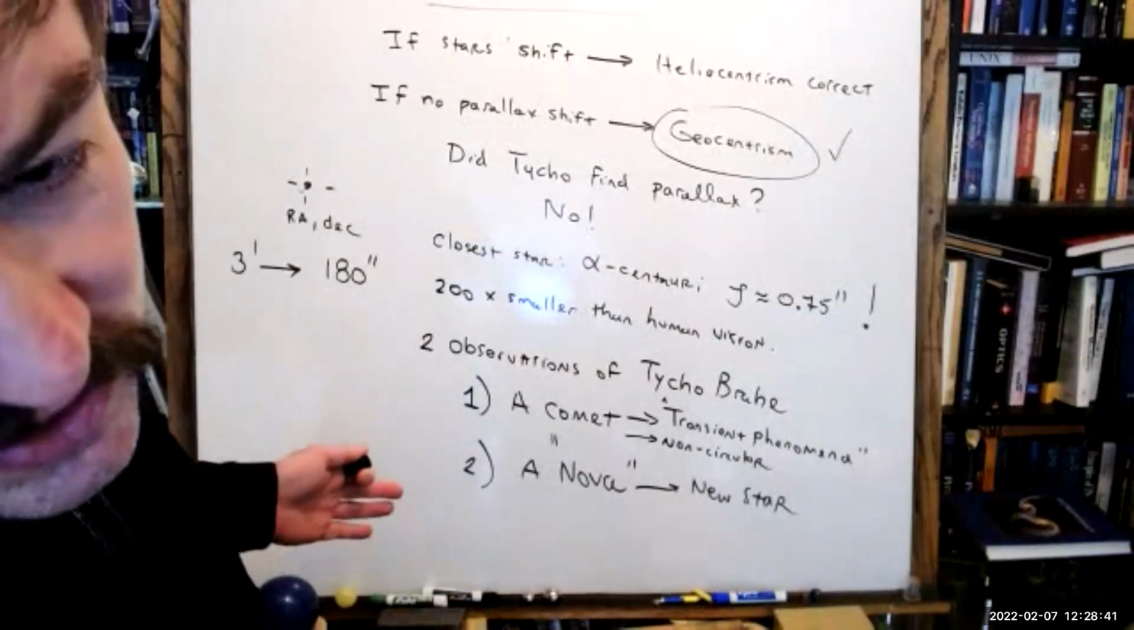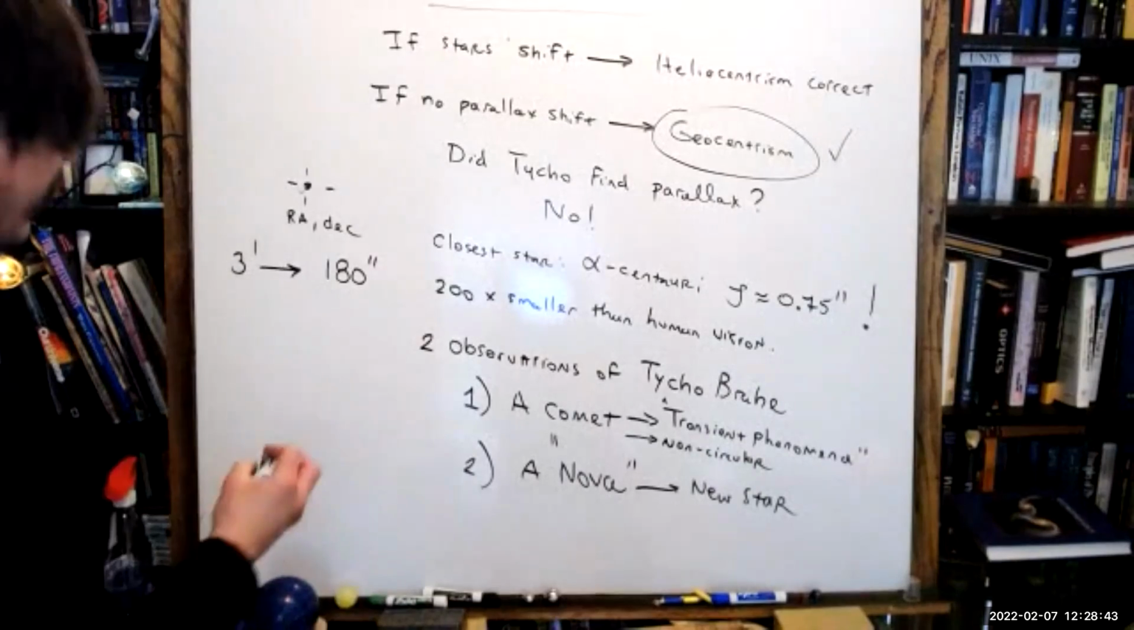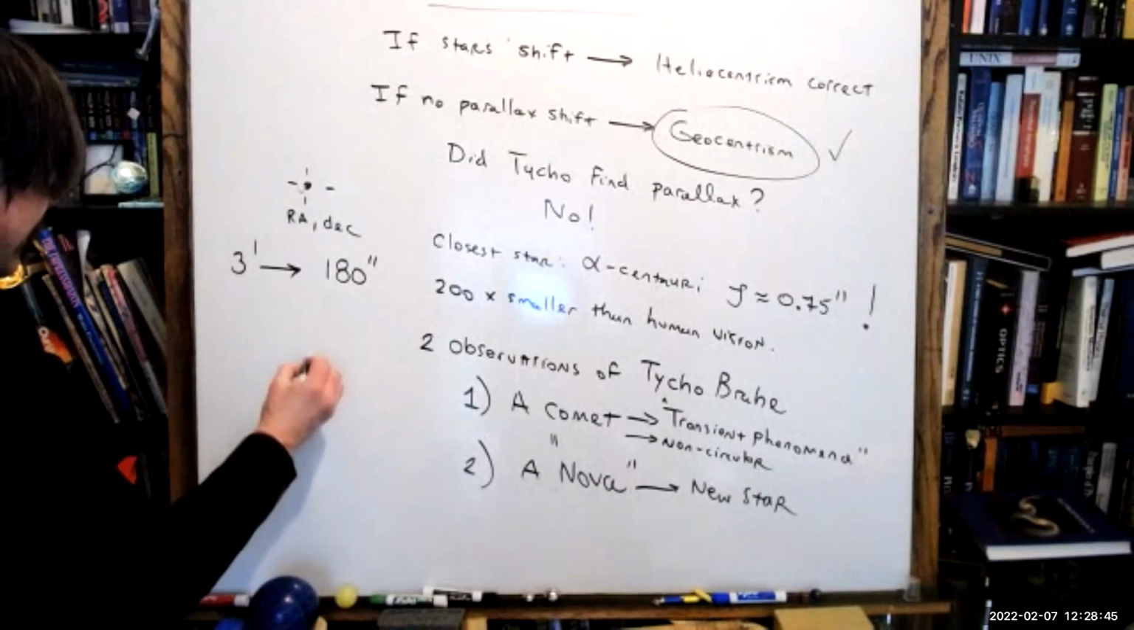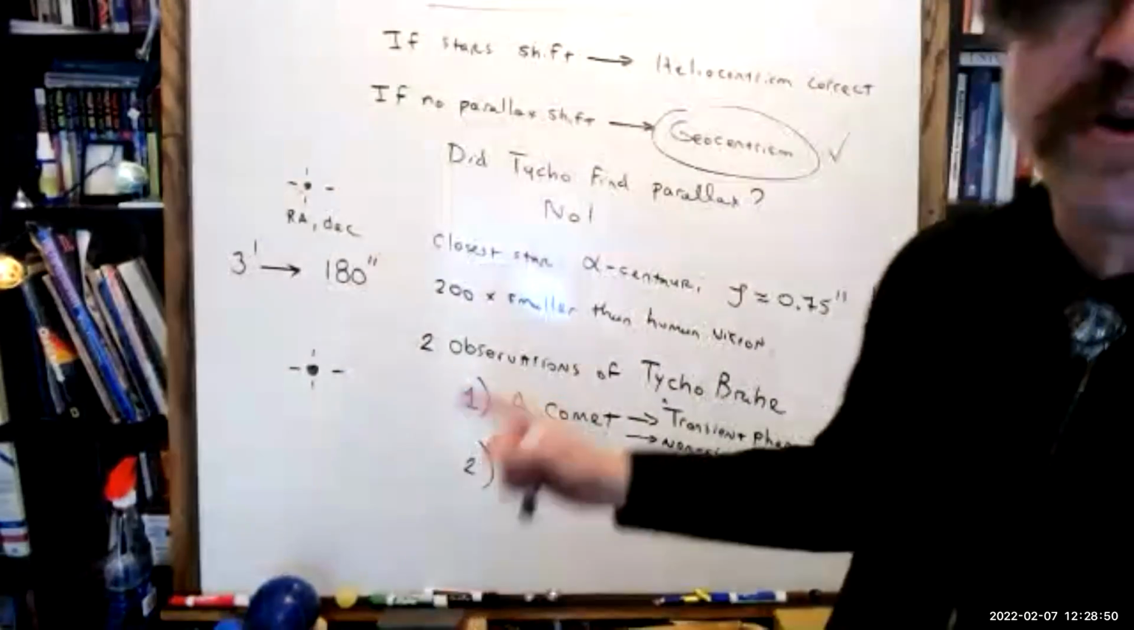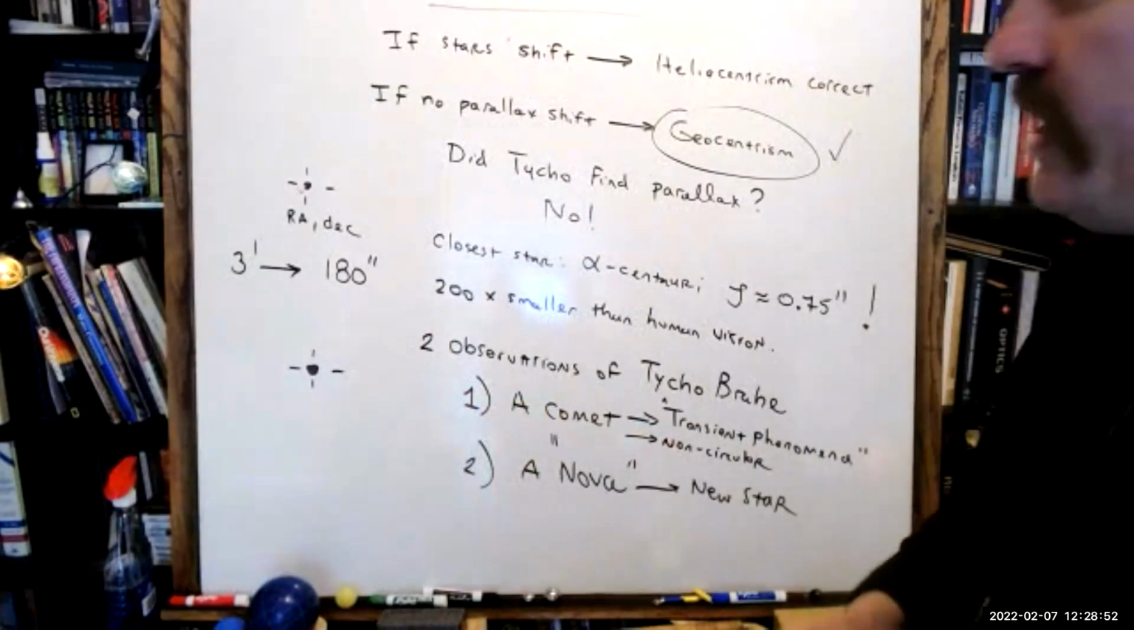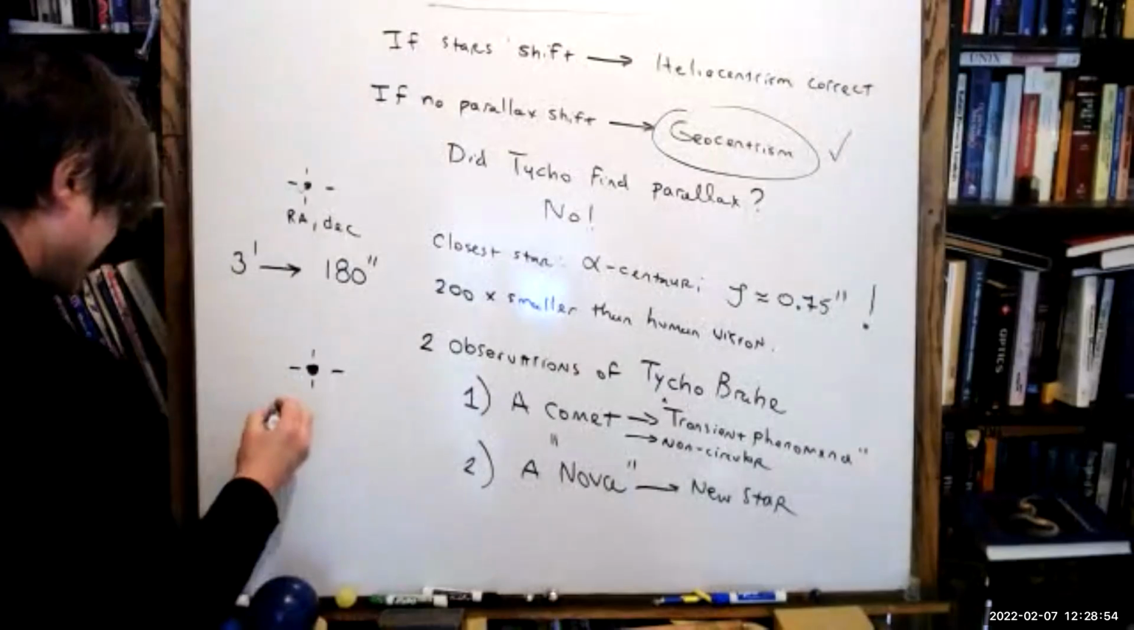The second observation that Tycho saw was a nova, or a new star, meaning that one day, boop, a new dot appears on the sky. And that's what the new star would have looked like to Tycho. And he observed this in 1572.